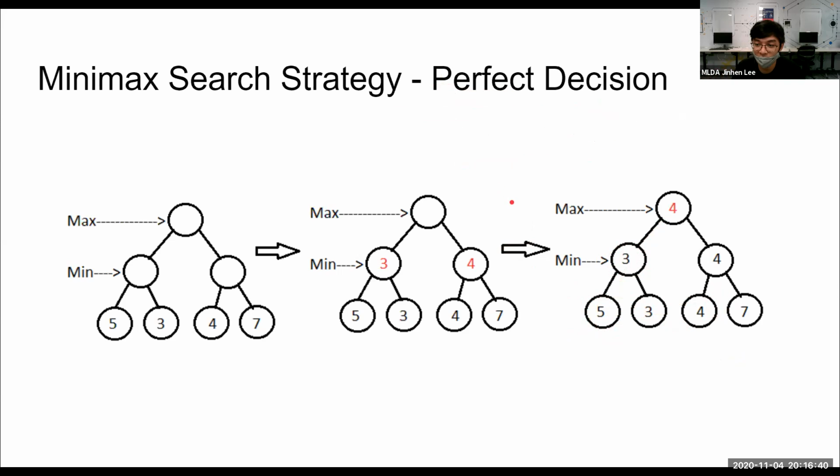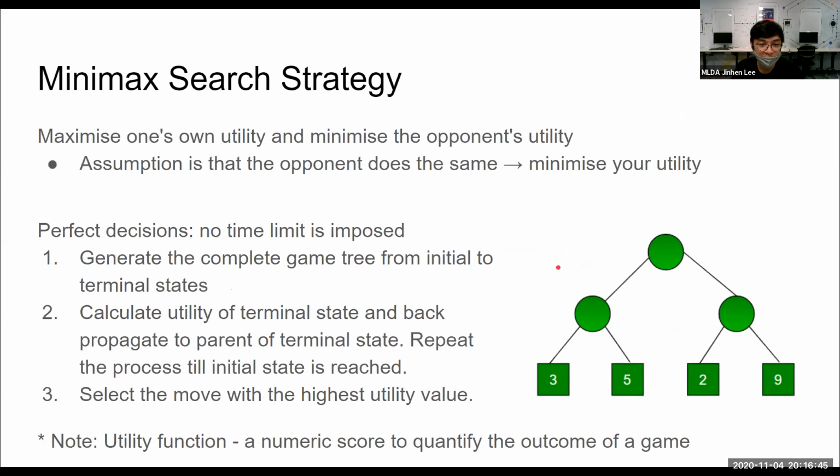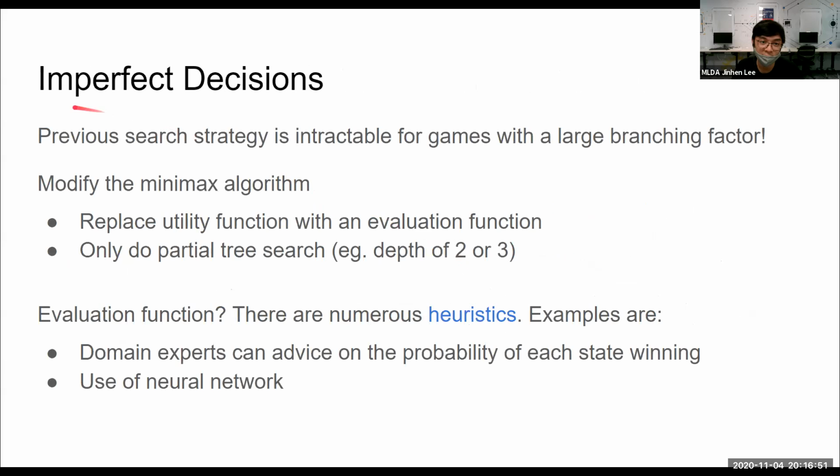We've been talking about how algorithms might not actually find the optimal solution, and there is no time limit imposed on this one. But earlier, I told you that it's actually time limited. So we have to look at imperfect decisions also. So again, coming to this terminology, intractable means that it is not possible in a reasonable amount of time, because some games have a large branching factor, like chess. So we have to modify the min-max algorithm.